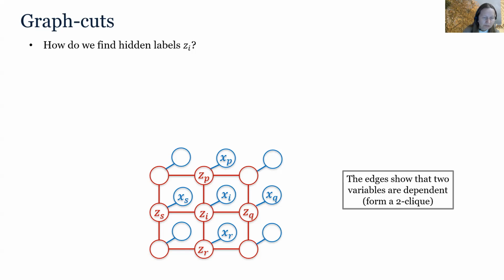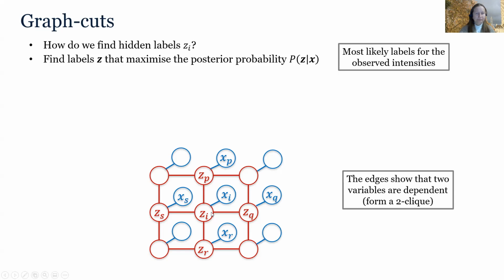Now, okay, fine. We have the graph. So how do we find these hidden labels? Because this is what we are interested in. We know all the intensities, all the blue ones are known, but we want to know the red ones. That's the segmentation. That's what we want to find. To find the labels, we will maximize the posterior probability of the labels given the intensities. Here Z is the vector of all the labels and X is the vector of all the intensities. We want such labels Z that are most likely given the intensities that we have in the image.